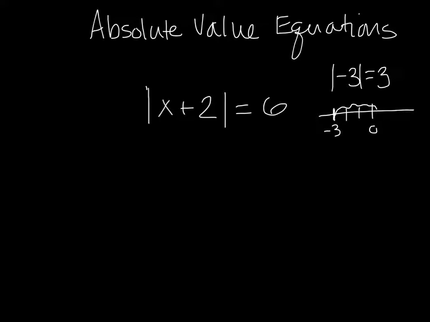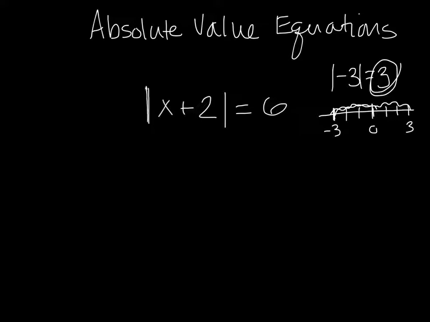If you were to walk from -3 to 0, you would walk 3 units. And that's why you get a positive 3, because distance is always positive. Even if I was on the other side, if I was to walk from 3 to 0, I would be walking 3 units, because distance is positive.